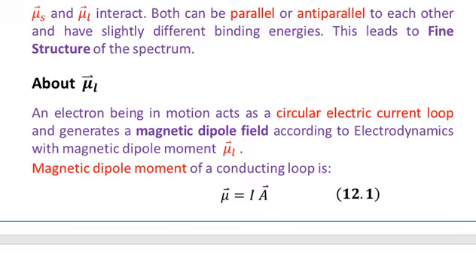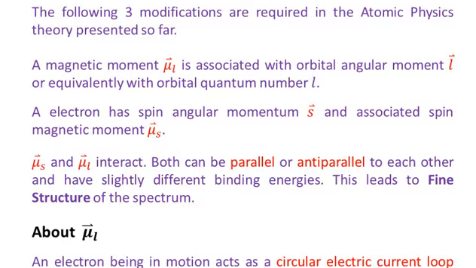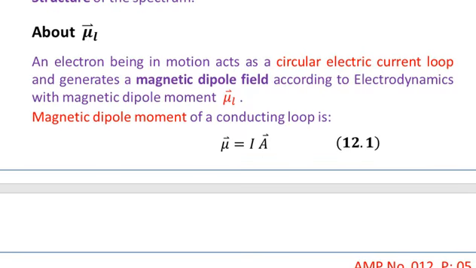So you see that we are familiar with the orbital angular momentum L, but we have said that there is a quantity mu L associated with L, which we call the orbital magnetic moment. So now we are going to discuss what is orbital magnetic moment. So that's why the heading is about mu L, that is orbital magnetic moment. This is a vector quantity, like the orbital angular momentum is a vector quantity.